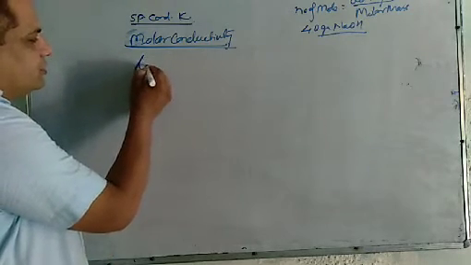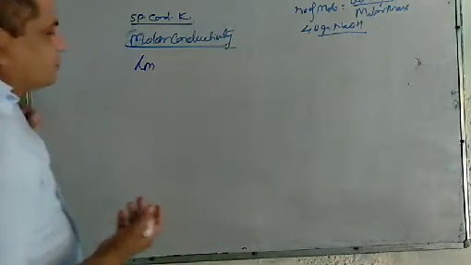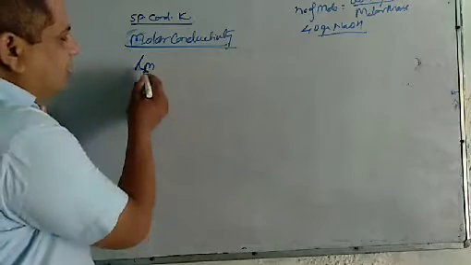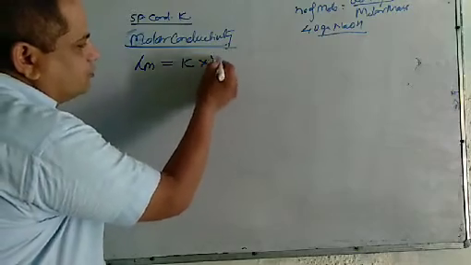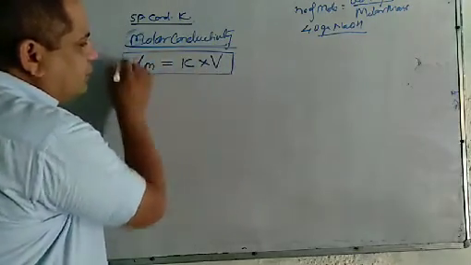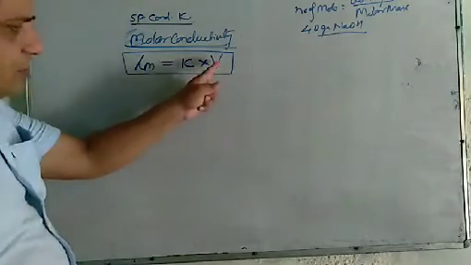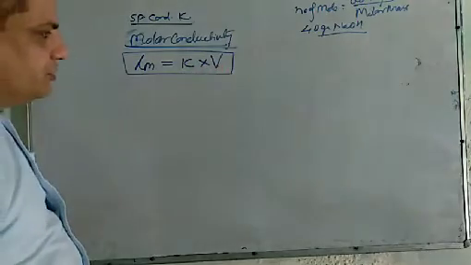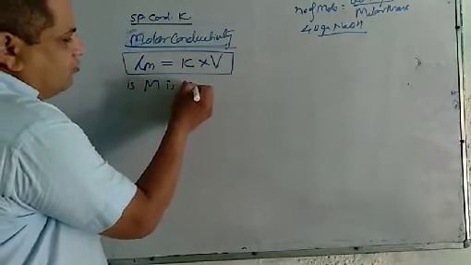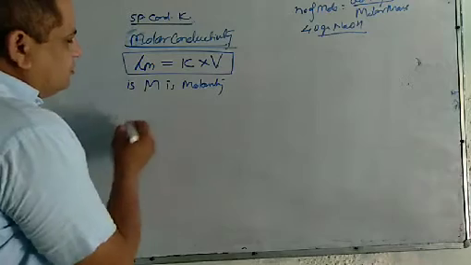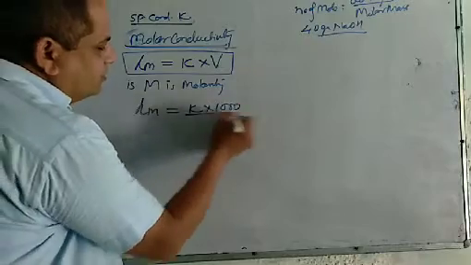Molar conductivity is denoted by lambda m. Same as equivalent conductivity, molar conductivity also equal to specific conductivity kappa into volume V. Here V is the volume in ml containing 1 mole of electrolyte. If m is the molarity of solution, then lambda m will be equal to kappa into 1000 upon m.